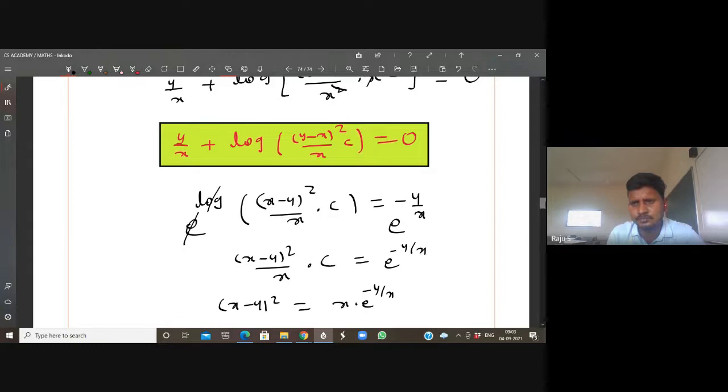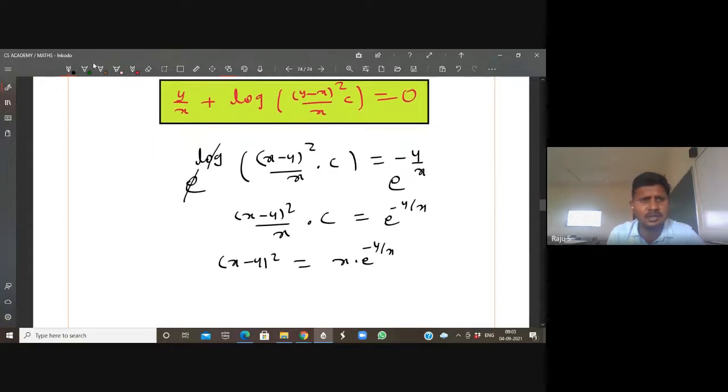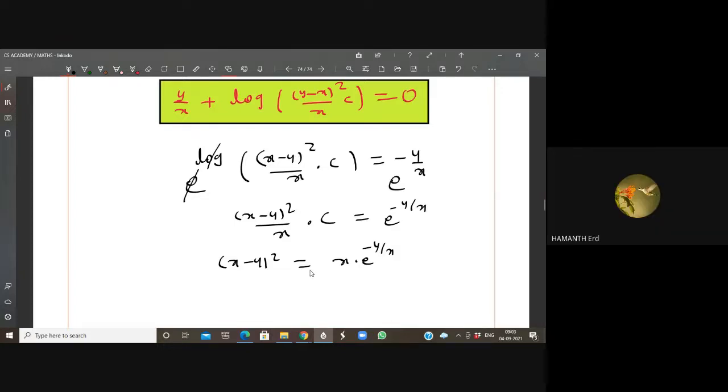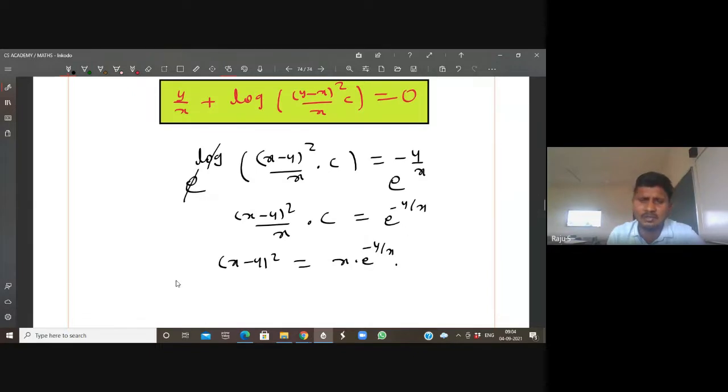Yes, Vignesh, what is the answer they have given? X minus y whole square is equal to C into x into e power minus y by x. Sir, the C came in the numerator, right side numerator. Okay, you may write C is a constant anywhere. Even you can write C in powers. C is a constant.